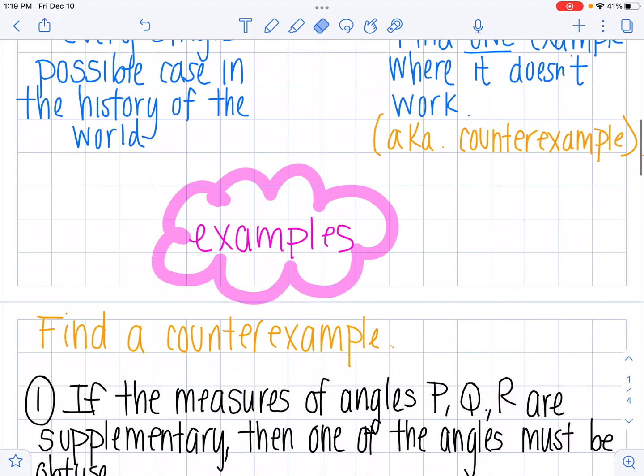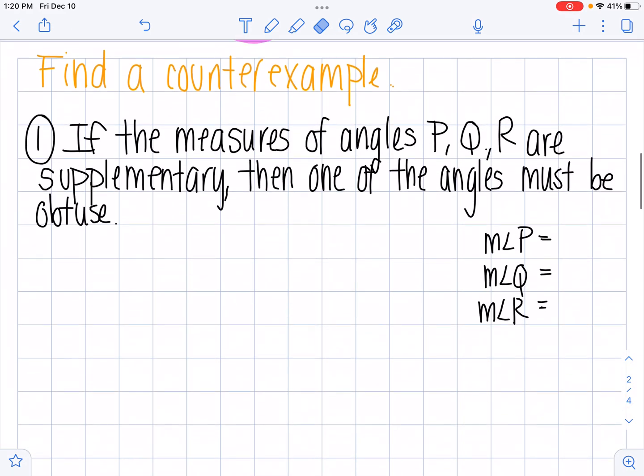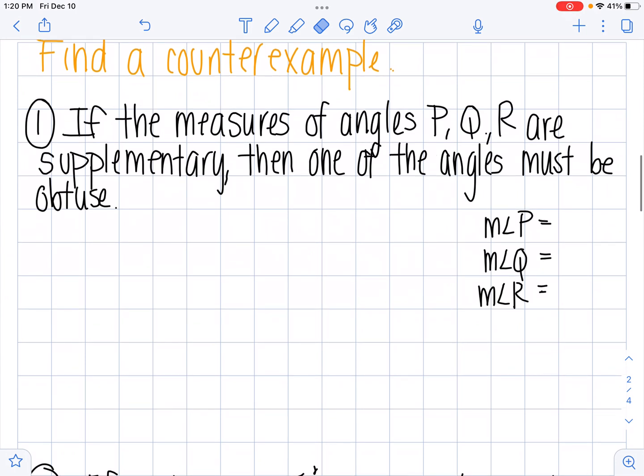So I have 4 different examples for you where we're going to look for a counterexample. Every single one of these examples below, and there are 4 of them, has a counterexample. Some of them have more than one counterexample, and some of them only have one. So let's get started. And I'm a visual person, so if they're going to give me just a sentence, I always have to draw out the picture.